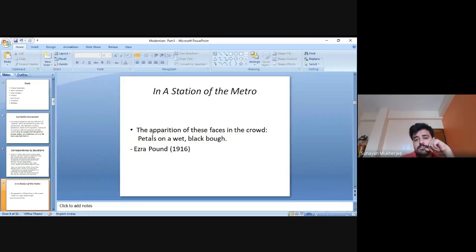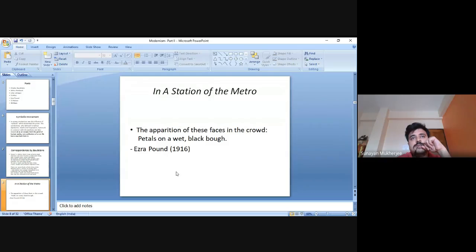It's a two-line poem. In a station of the metro, rich with symbolism, the apparition of these faces in the crowd. We all take the metro, the suburban trains. There are a lot of people who come in and go out. So the apparition of these faces in the crowd, petals on a wet black bough. Finished. The poem is over.